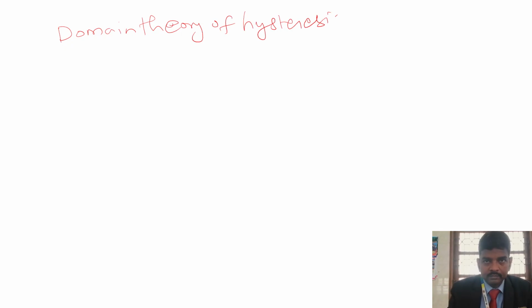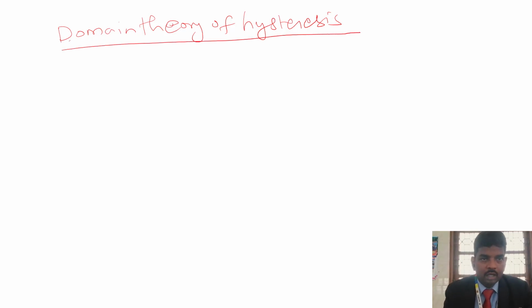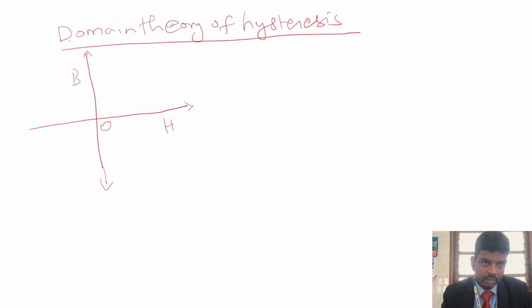Hysteresis, right? In the domain theory of hysteresis, you will be discussing how the magnetization happens, and how the hysteresis can be explained based on this domain theory. Initially, when the applied magnetic field is 0, the magnetization induced will be 0. It is a plot between B and H, the BH curve. Here the applied magnetic field is 0, so there is no magnetic moment induced.